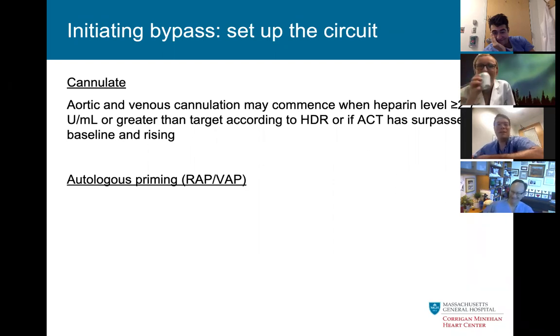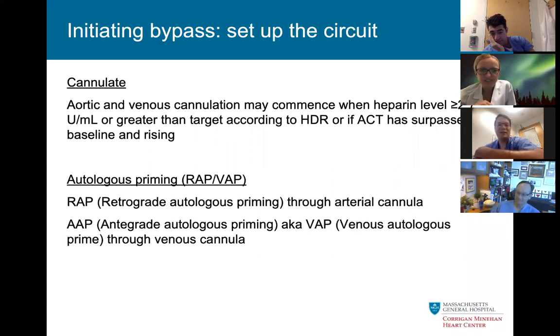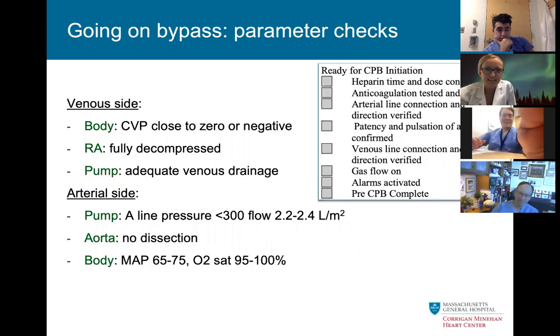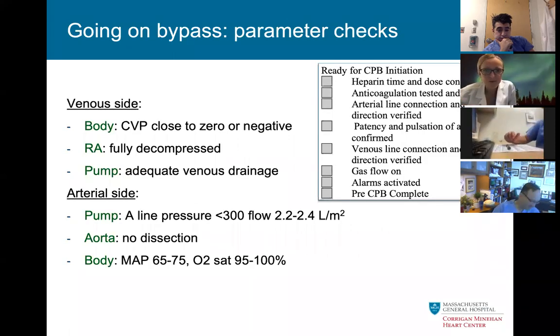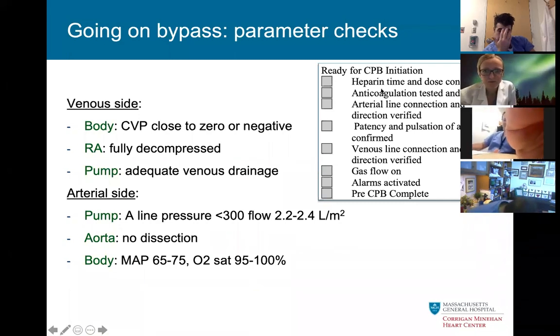I think it's priming the circuit backwards, like from the aortic cannula. Yeah, so retrograde autologous priming through the arterial line, and then antegrade or venous priming through the venous cannula, which are all things that you should consider prior to going on to displace some of the volume that you have in the circuit. Excellent.